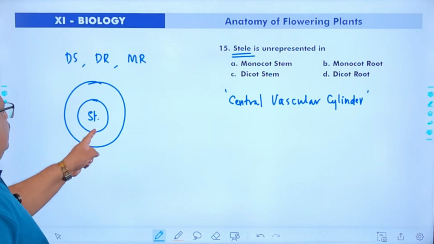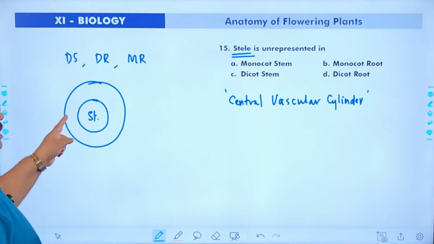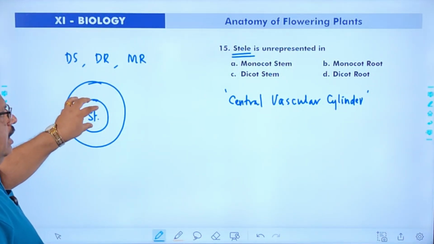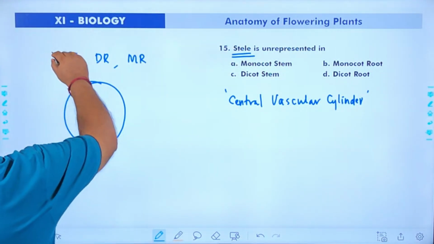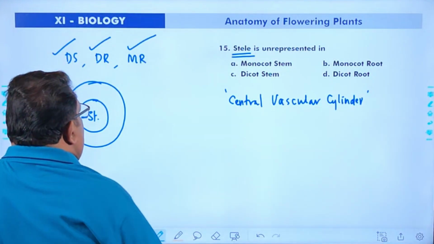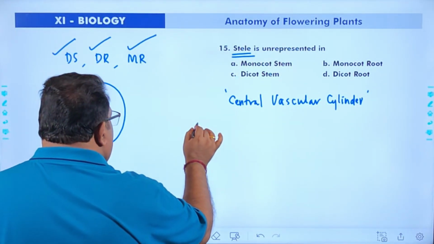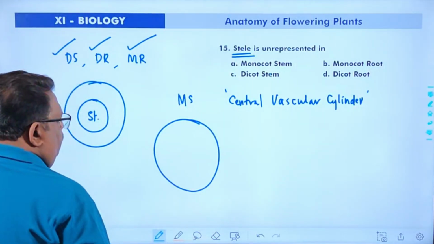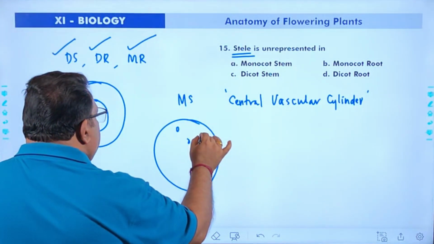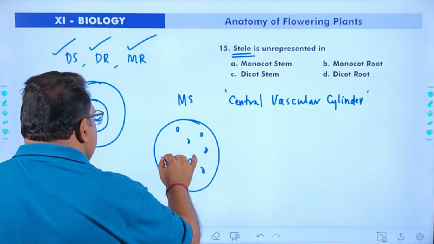The vascular tissues are arranged here. These are the non-vascular region. The centrally located vascular cylinder is called stele, and this kind of arrangement is present in dicot stem, dicot root, monocot root. But when we are taking the cross section of a monocot stem, the vascular bundles are scattered like this.